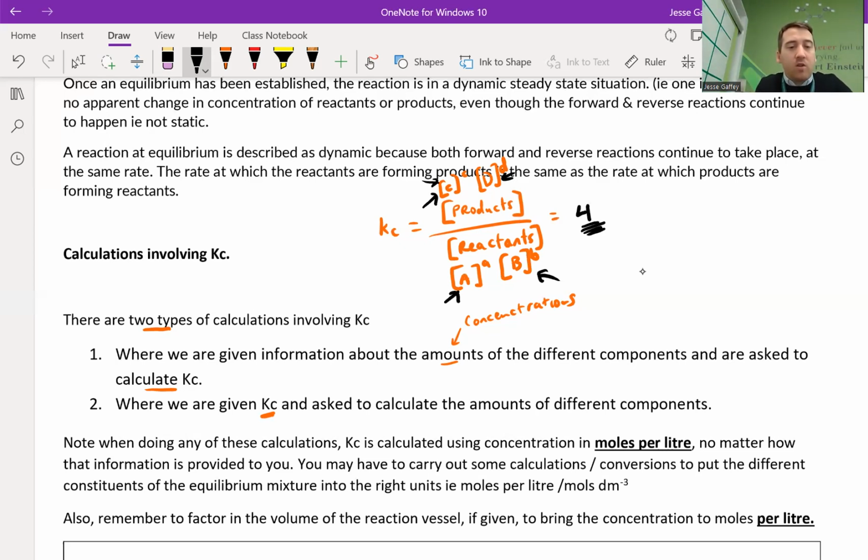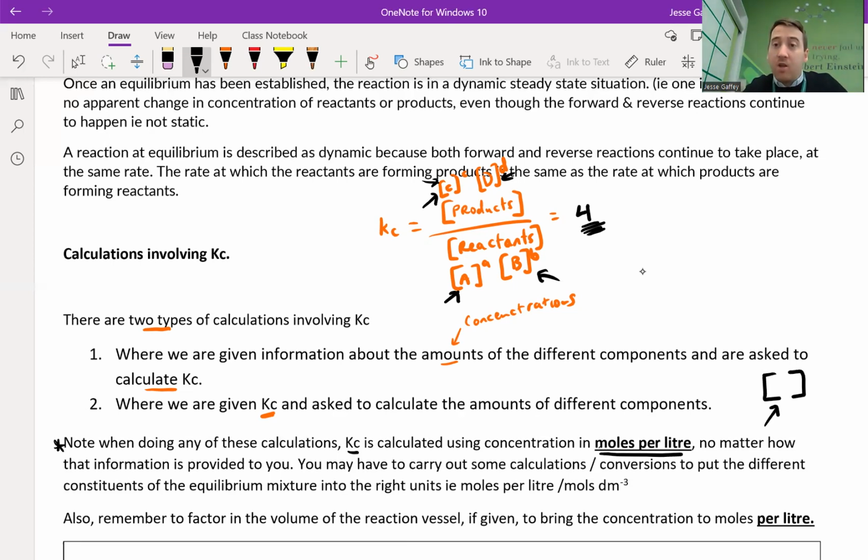A couple of notes. Something really important to note is that when we're doing the calculations, Kc is always calculated using the concentration in moles per liter. And this is why we use these square brackets, because that means concentration in moles per liter. So no matter how the information is given to you in the question, you must work out the moles per liter to put it into the equation, because that's what square brackets means. So there may be some extra steps in the exam question where you have to do this.